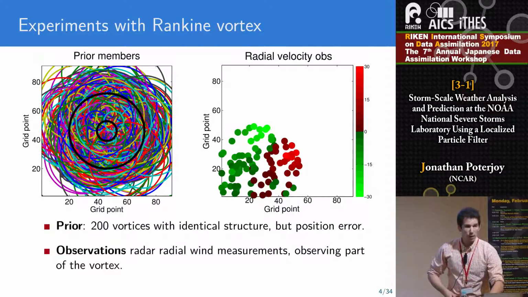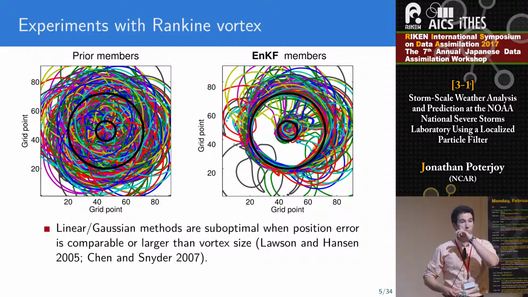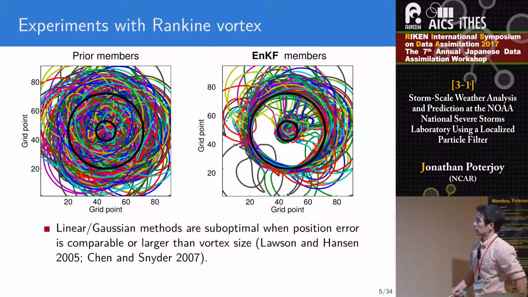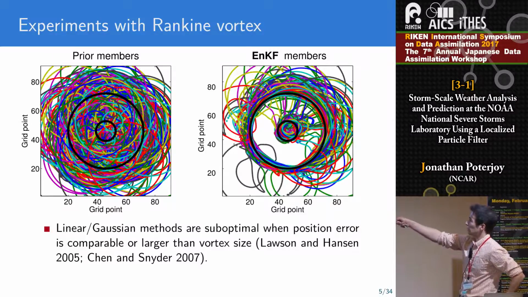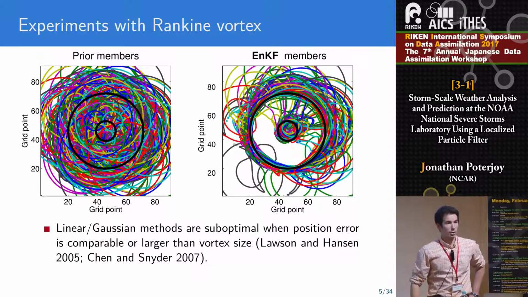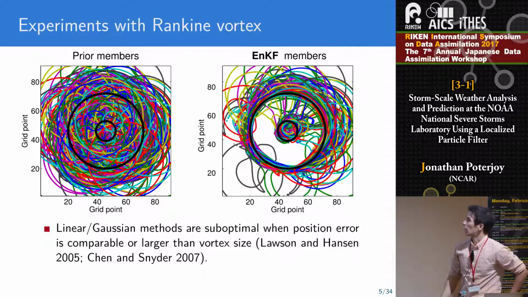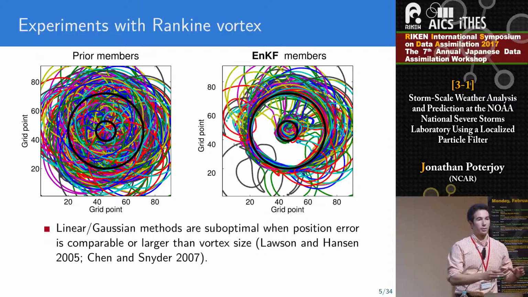So what we're going to do is go ahead and apply an ensemble Kalman filter to draw samples from a posterior distribution using Kalman filtering theory. And what you get is something that's quite suboptimal. What I'm showing here is the posterior members, most of which have this big axisymmetric wave number 1 or 2 component to them, which is wrong because the dynamics of our system say that we're supposed to have a set of vortices that are axisymmetric.